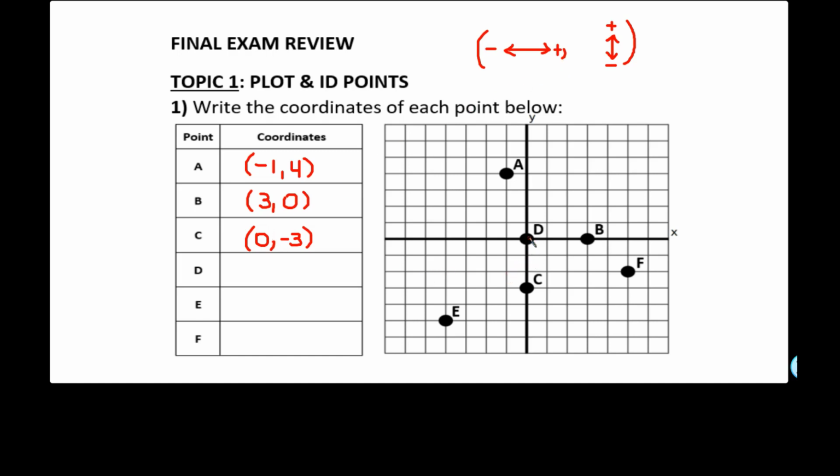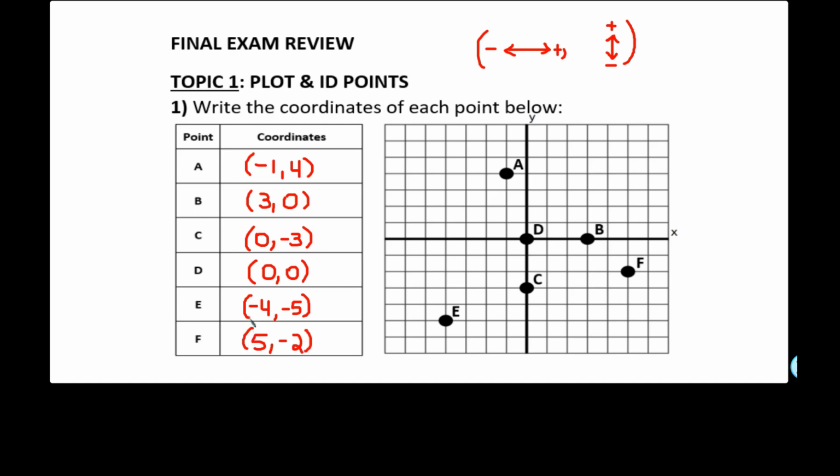So let's do letter D. Letter D, you stay there, both horizontally and vertically. So this would be 0, 0. That's the origin. Letter E, we're going to go 1, 2, 3, 4 to the left, and then 1, 2, 3, 4, 5 down. So this would be -4, and then -5. And for our last point, we're going to go 1, 2, 3, 4, 5, and down 2. So 5, -2. And there we go.